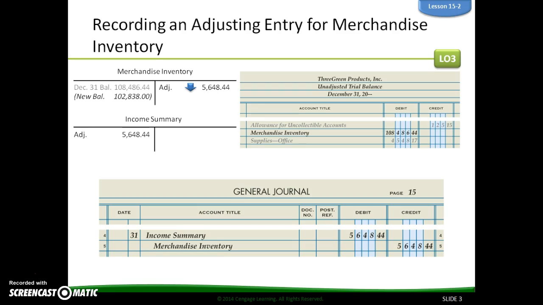You can see on our trial balance that we're recording our merchandise inventory here, in our unadjusted trial balance for December 31st. Then in our general journal, we now have on the 31st the income summary as our debit and our merchandise inventory as our credit. So we're reducing the amount of merchandise that we have in inventory based on our actual physical count.